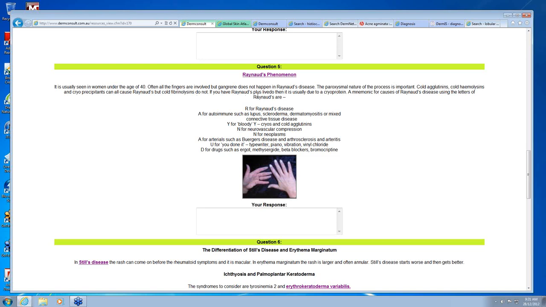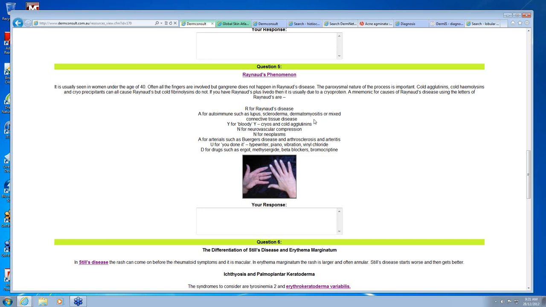Now, if you've got Raynaud's plus livedo, that curious net-like pattern, say on your limbs, or on your hands and arms, then there's usually a cryoprotein involved. Then we've got a mnemonic for the causes of Raynaud's disease using the letters. R for Raynaud's disease, A for autoimmune conditions such as lupus, scleroderma. That's the one where you're going to see it most. That's the one that comes to mind if you get a patient presenting with Raynaud's.